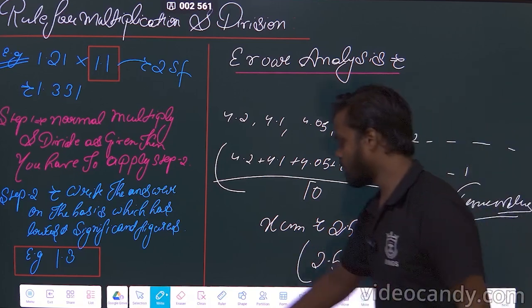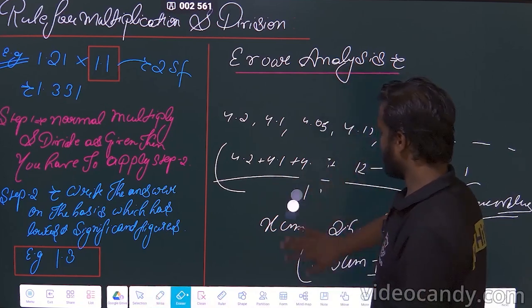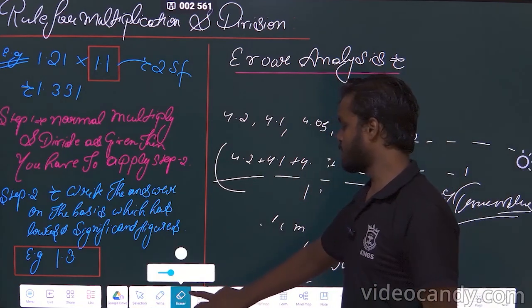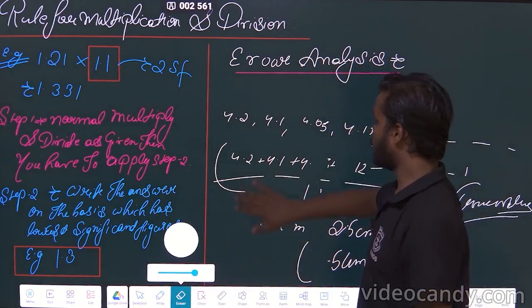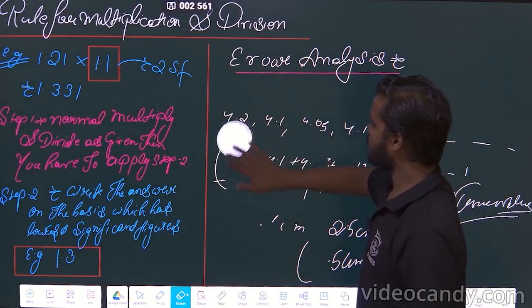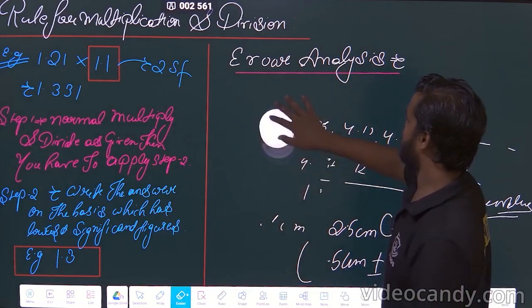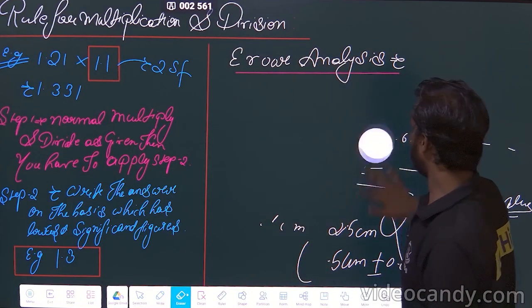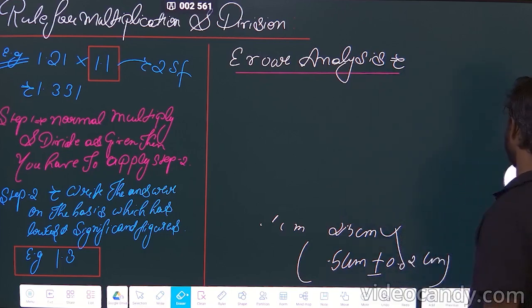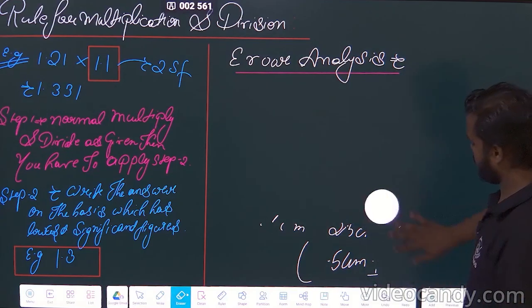So that's why error analysis is very important. You have to understand the proper way to do error analysis, because this is not only important from the exam point of view, it is important for your daily life also, like how to do exact calculation.